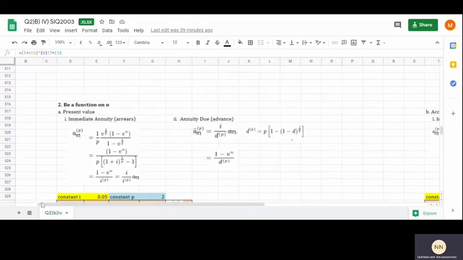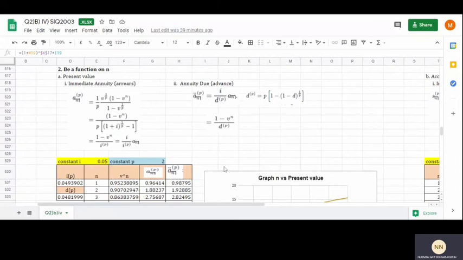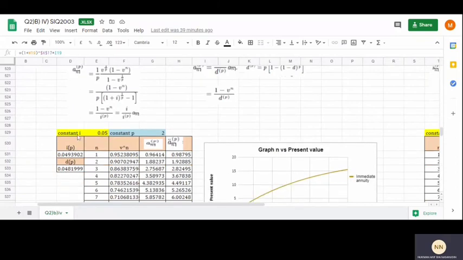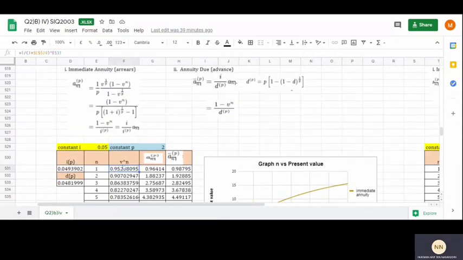Next, we proceed with the second one, a function on n for the present value of the immediate annuity and the annuity due. The formula is the same: 1 minus v^n divided by i^(p) for the immediate annuity, and 1 minus v^n divided by d^(p) for the annuity due. But in this case, we keep i at 0.05 and p equal to 2. So we make a table for n from 1 until 30, and then we calculate the value for v^n.